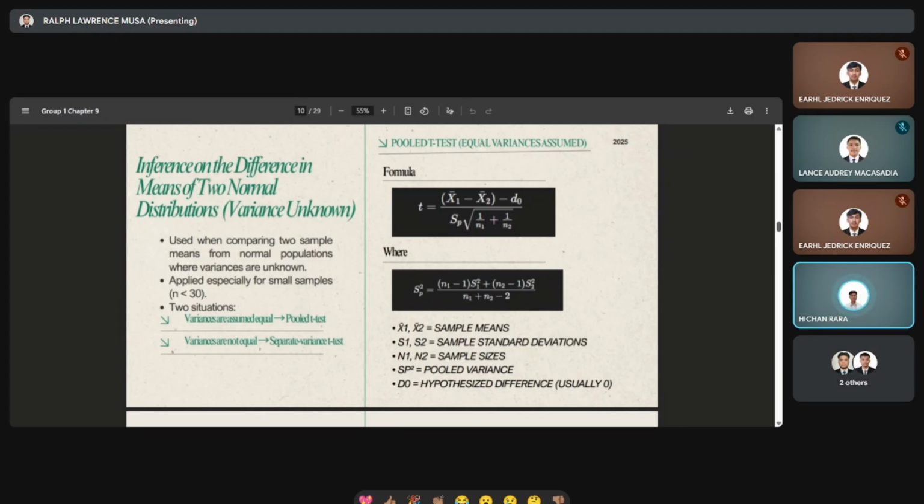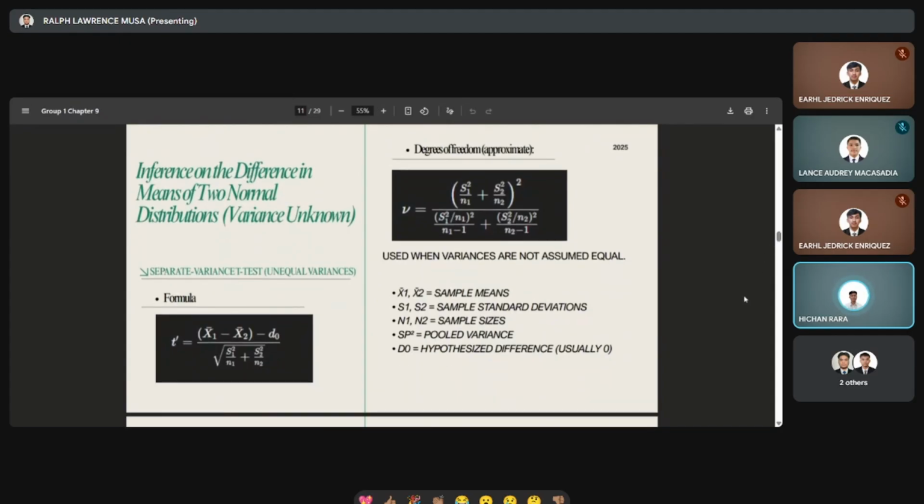So we got our formula here. T equals mean sub 1 minus mean sub 2 minus hypothesis all over standard deviation multiplied by square root of 1 over n sub 1 plus 1 over n sub 2. Then sa pooled variance naman is ayun lang, standard deviation na naka-squared, n sub 1, yun. Tas next slide please.